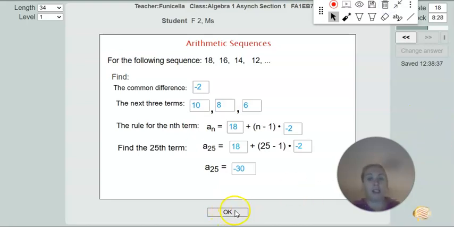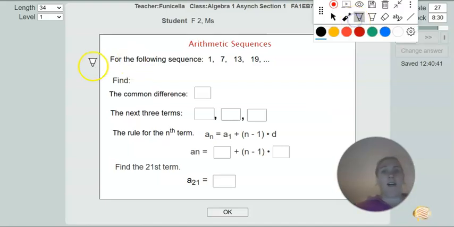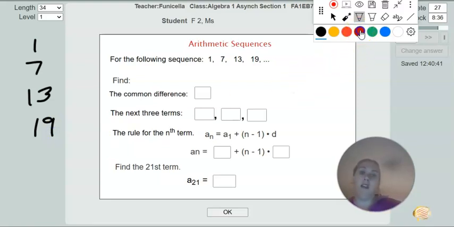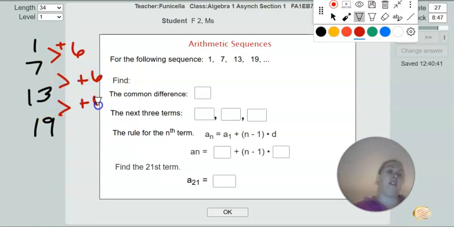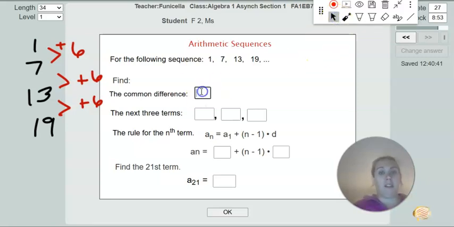Now there's one more in this ThatQuiz. 1, 7, 13, 19. The numbers are getting bigger, so that common difference is going up by 6. 1 plus 6 is 7. 7 plus 6 is 13. 13 plus 6 is 19. So our common difference is going up by 6. If we add 6 again to get the next term, we would get 25. 25 plus 6 is 31. And 31 plus 6 is 37.